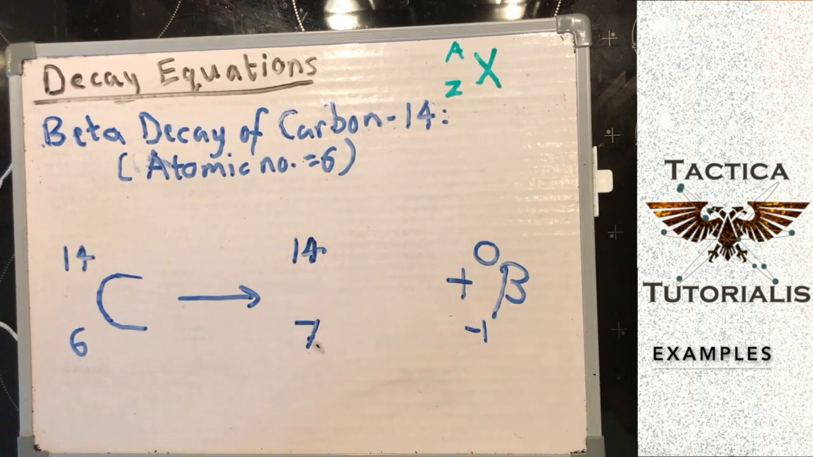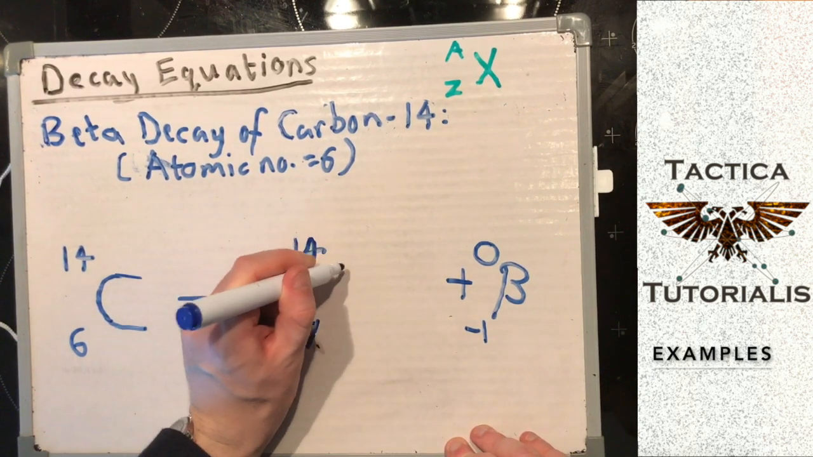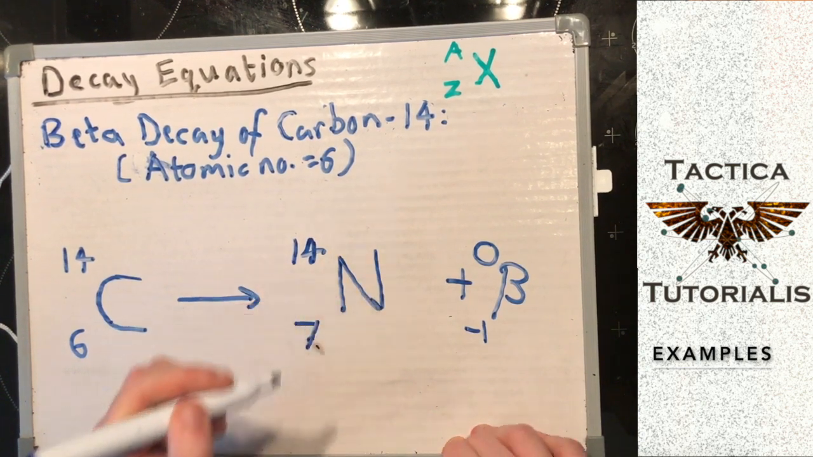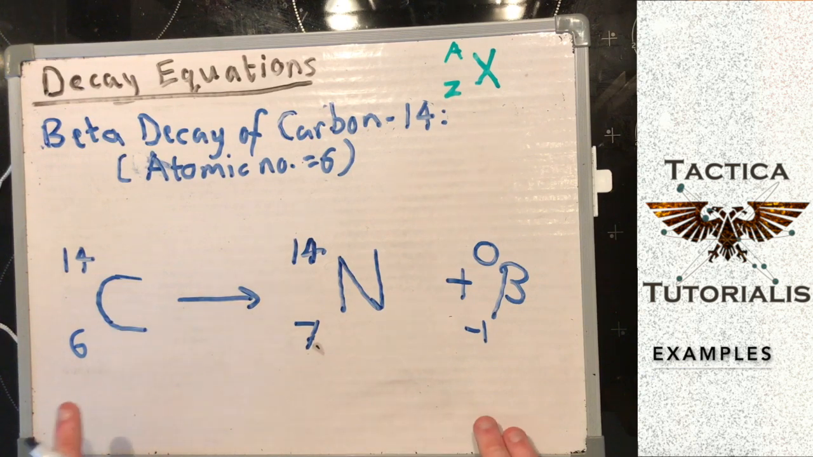And I just need the symbol for this one. You can look it up in your periodic table. That would be nitrogen. And this is actually quite a common decay, beta minus decay for carbon-14 into nitrogen. It's used as part of carbon dating to look at carbon-14 levels. So that is how you go about decays.